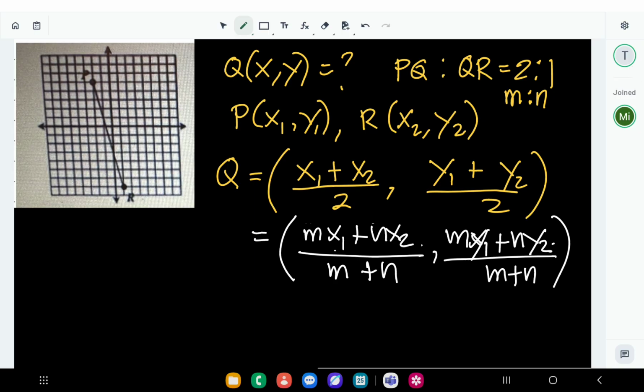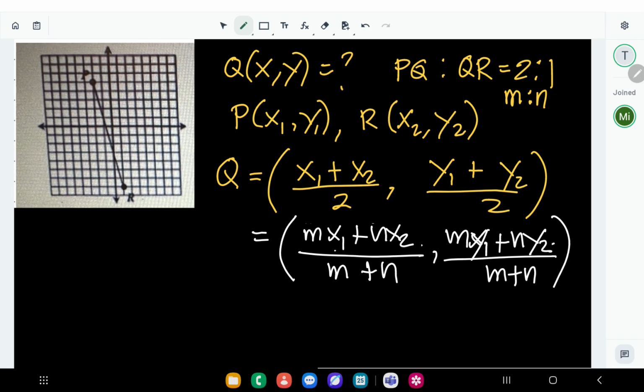Okay, so we're given the line PR and point Q on that line PR, but Q is not the midpoint. We are only given the ratio, that the distance from PQ to QR has a ratio of 2 is to 1. So we need to compute that one by using the ratio.